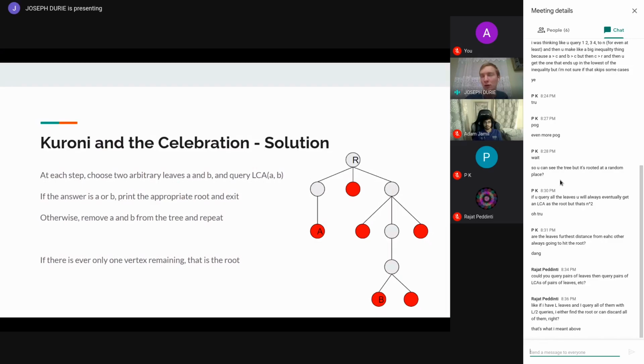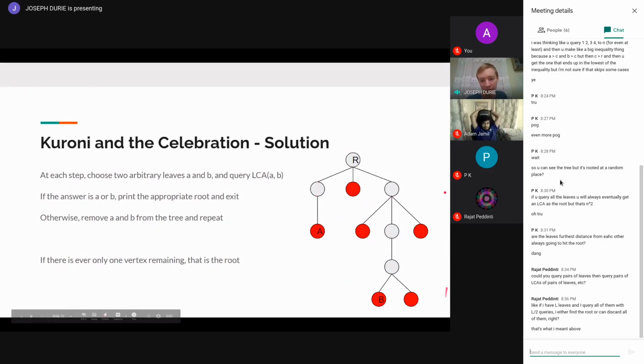And there's sort of 2 ways that it can end. Either we find the root in one of these A-B queries, or we do our floor n over 2 queries where n is odd, and there's only one vertex left. And in that case, that one remaining vertex would be the root.